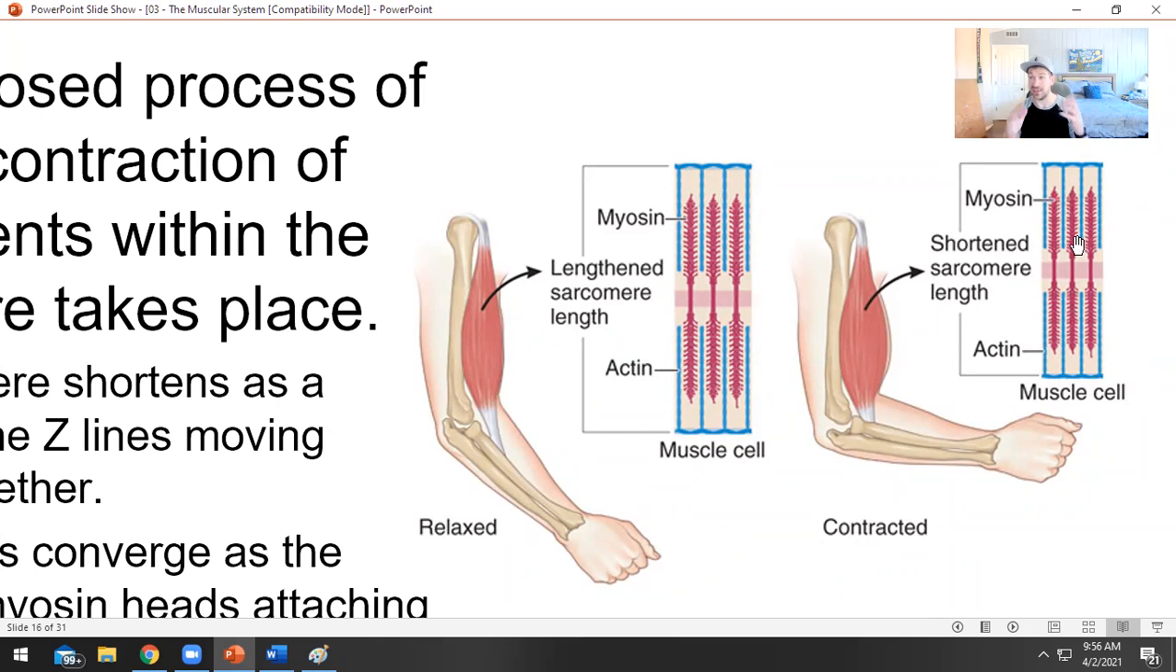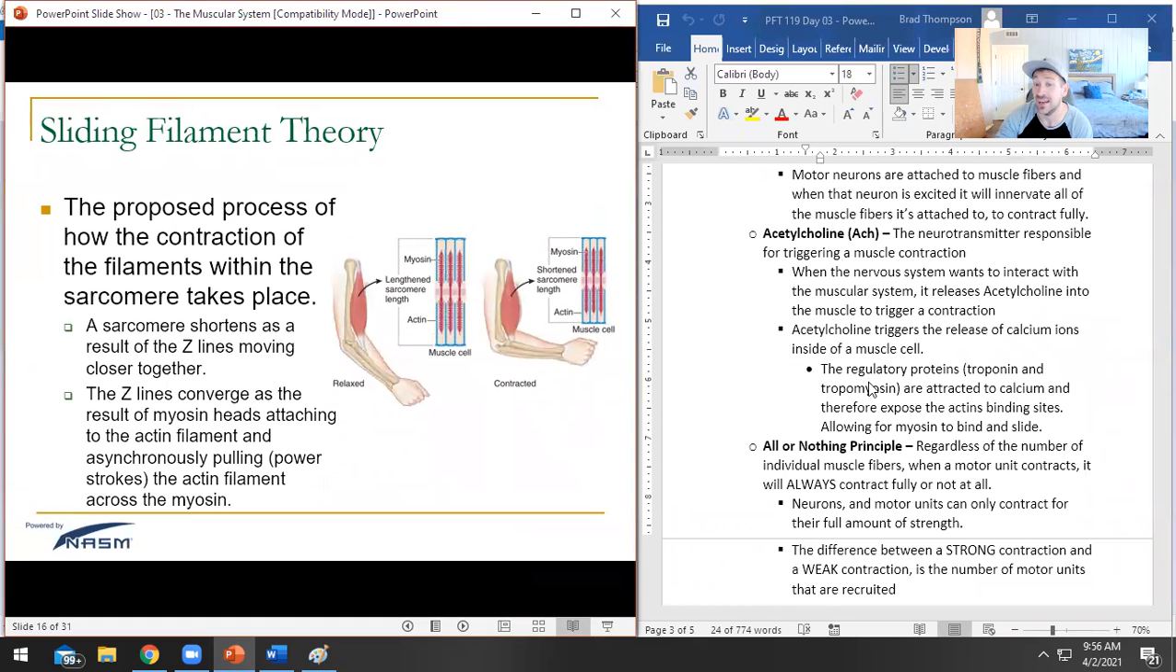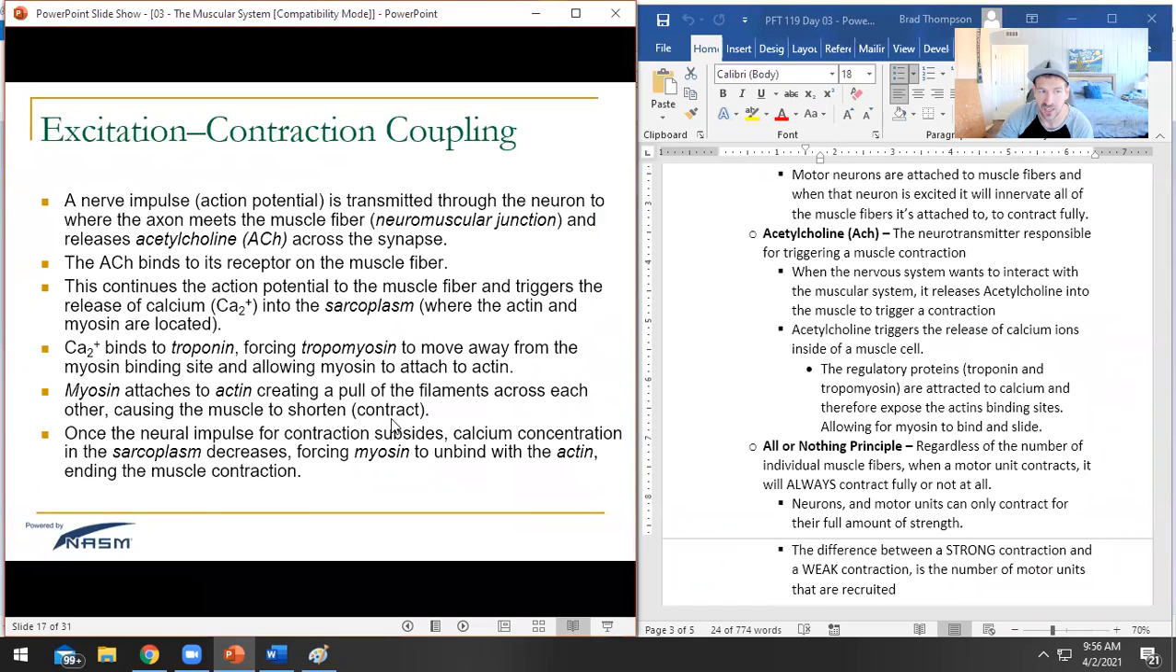So that shortening action happens, right? And that's what creates the contraction, causes your muscles to bunch up. So that is what the sliding filament model is, right? It's the process of how these filaments take place. Here is the very detailed version of what I just said, by the way.